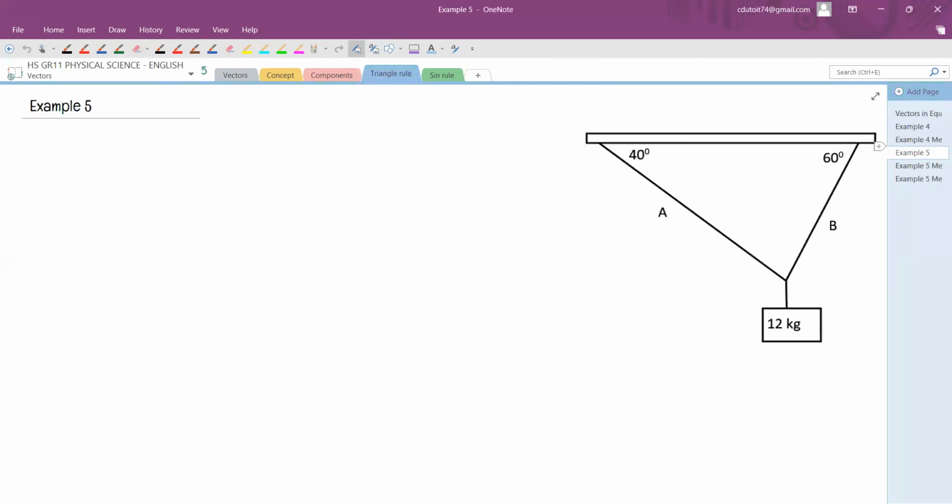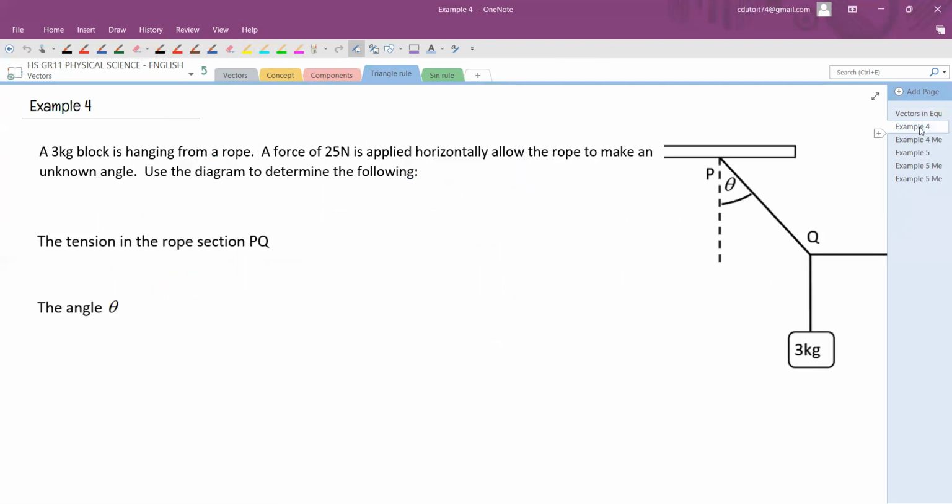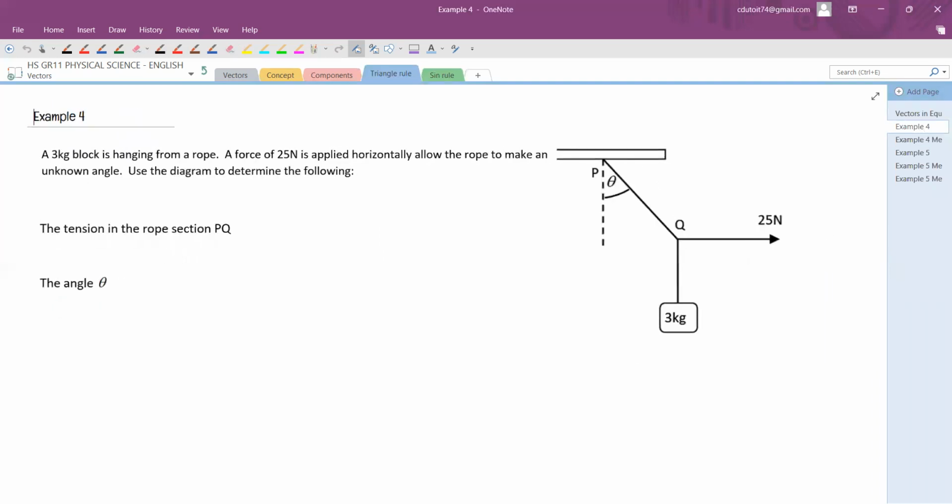Okay, so vectors in equilibrium. And for this, we need to know the sine rule. Okay, there's two methods of doing it. Okay, let's do an example. This is quite a popular example, but it's not difficult. And you're not going to see the difference between the methods quite as well in this example, but in the next one you will.